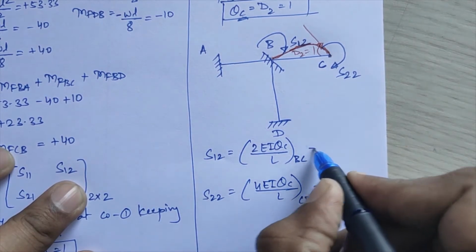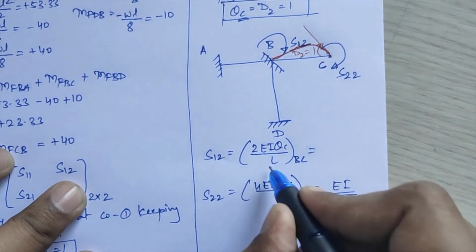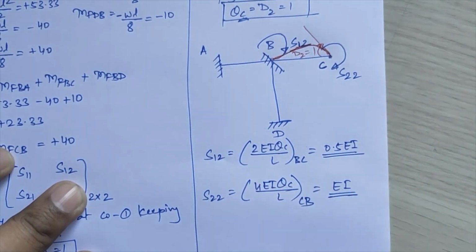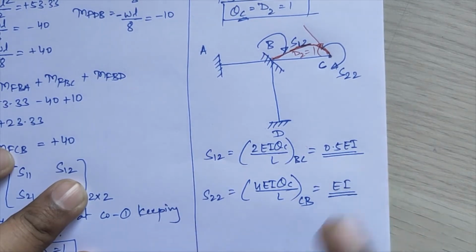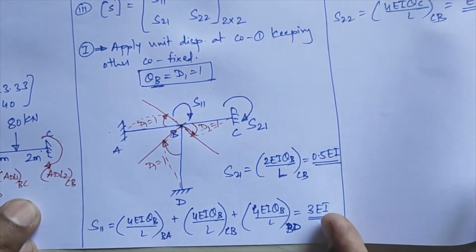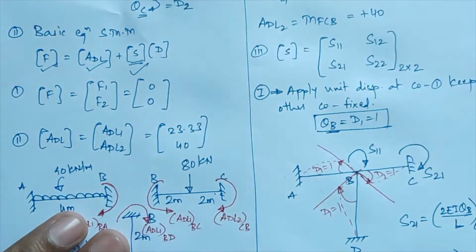Okay, so this will get as 2 into theta C is 1 divided by length is 4, so 2 by 4, I'll get this as 0.5 of EI. We'll check whether your S of 1 2 is coming equal to S of 2 1. S of 1 2 I am getting 0.5. S of 2 1 also I am getting equal to 0.5. Okay, it is correct over there. So your here S matrix is also done.